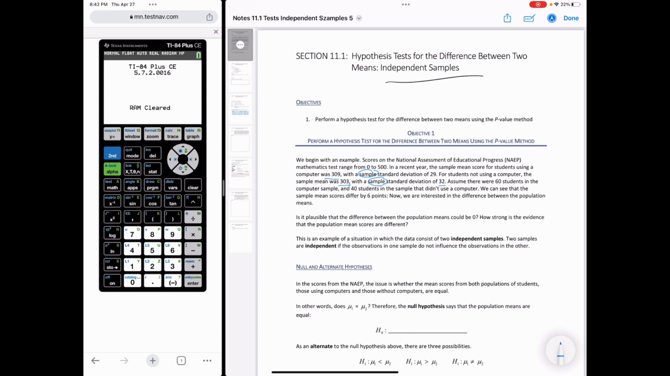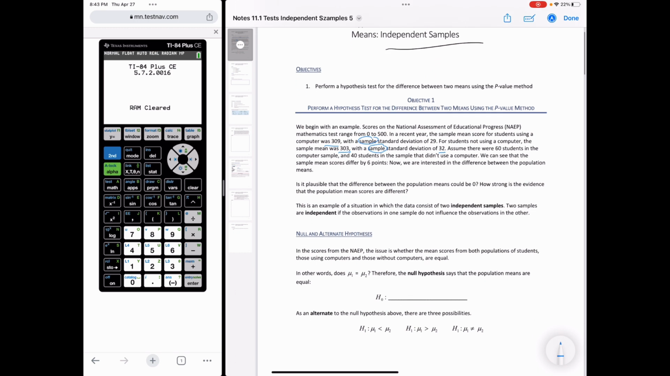We can see that the sample mean scores differ by 6, but we're interested in the difference between the population means. Based on this, the computer people scored 6 points higher than the non-computer people. But what we want to know is, what happens if the district goes to all computers? Is the population going to have a higher average? So we're asking, is it plausible that the difference between the population means could be 0? How strong is the evidence that the population mean scores are different?